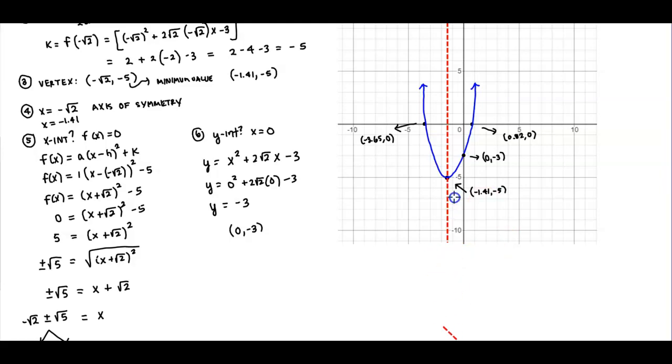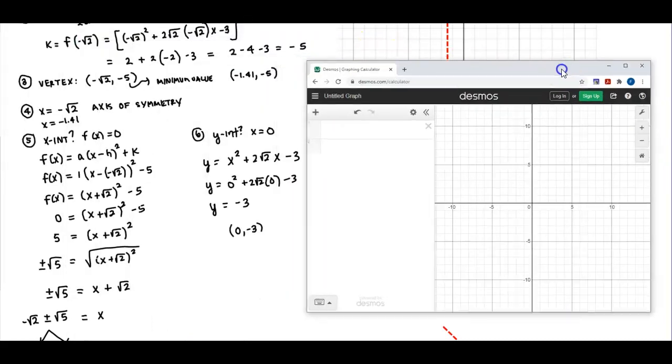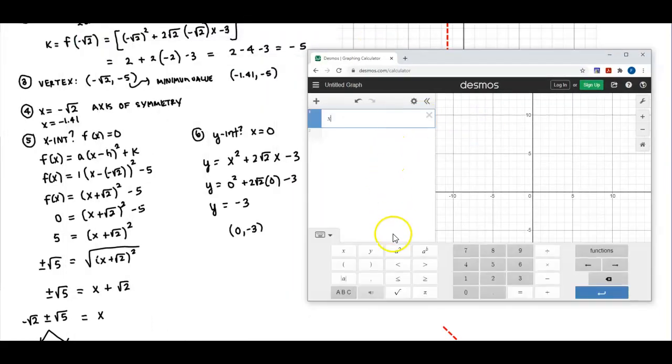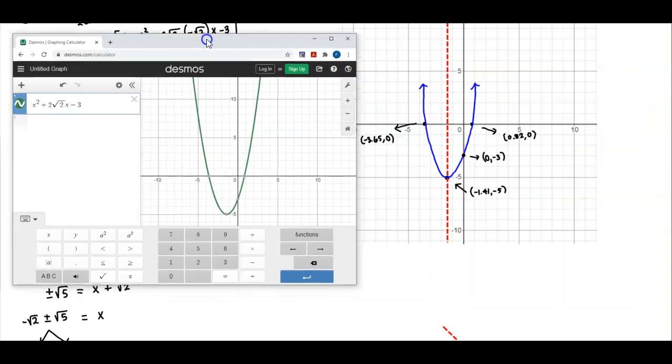Okay, and so now we're going to confirm our results by graphing this on Desmos. So we're going to graph the function x squared plus 2 times the square root of 2, use your arrow key to move to the right, and that's x, and that's minus 3. And let's take a look at all the points that are plotted here.